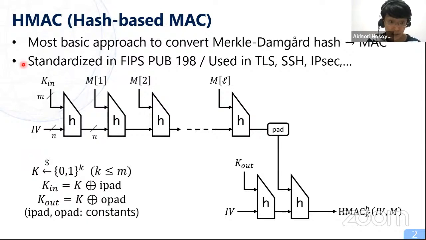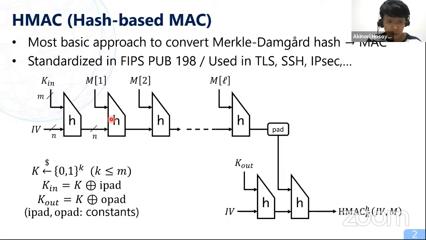HMAC, or hash-based MAC, looks like this. It is the most basic approach to convert Merkle-Damgård hash functions into MACs. It is standardized in FIPS and used in many applications. So this construction is very important in symmetric key cryptography.